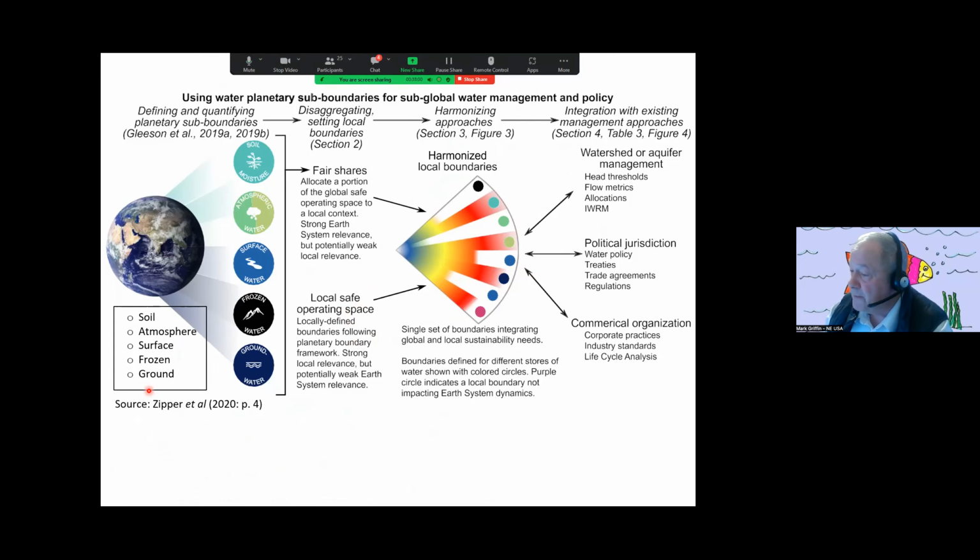And then Zipper built upon Gleason and took this moisture in the soil, atmospheric water, surface water, frozen water, groundwater, and said, how do we apply the global limits to local areas using fair share approach and local conditions? And this is something that IPCC has not been able to do for climate. They've aggregated values to global data, but they are not able to extrapolate that to local areas. This is an attempt at that. I'm not sure if it's successful.